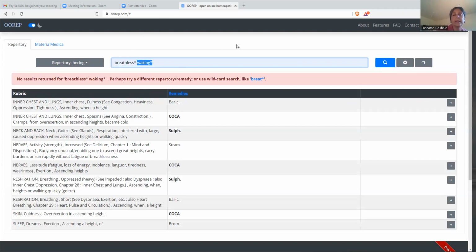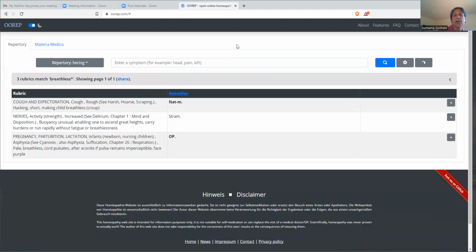Let's look at breathless. Child with breathlessness. Cough and expectoration, cough rough, hacking, short, making child breathless. Croup, and Natrum muriaticum is a great remedy for that. When you get breathless from nervous tension, activity increased, mind and disposition, buoyancy is unusual, enabling one to ascend great heights, carry burdens, or run rapidly without fatigue or breathlessness, that is stramonium.